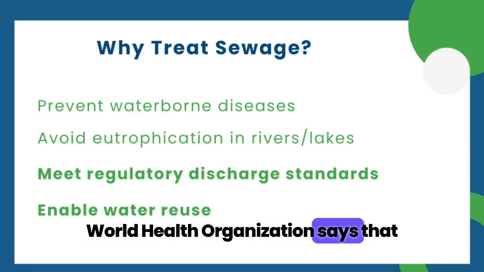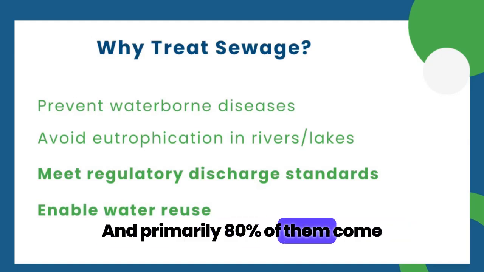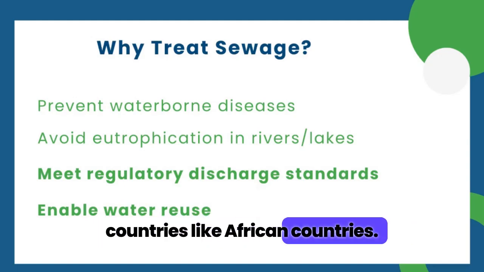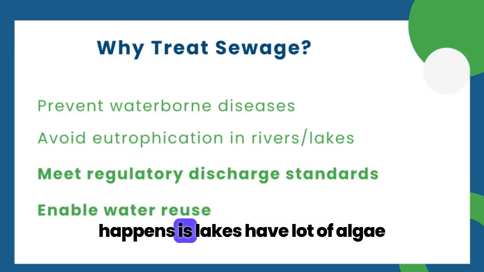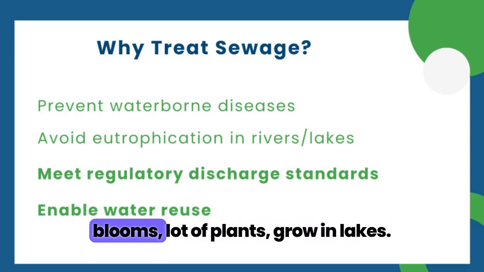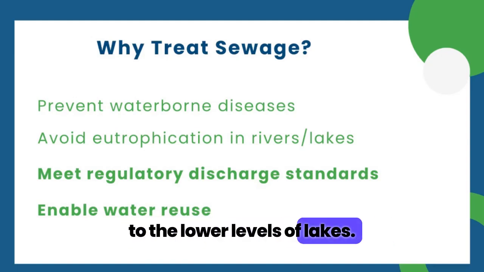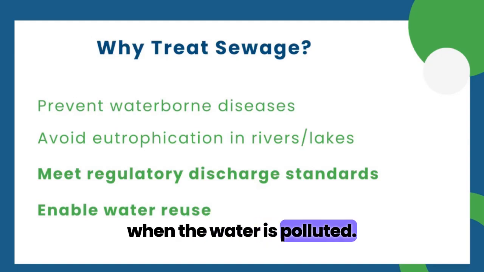The World Health Organization says that more than 1 million children die every year because of waterborne diseases, and primarily 80% of them come from developing countries like India or underdeveloped countries like African countries. Now, the second disadvantage is that lakes have a lot of algae blooms, a lot of plants grow in lakes, and these plants cut down the oxygen supply to the lower levels of lakes, and lakes start stinking. Fish cannot survive in lakes when the water is polluted.